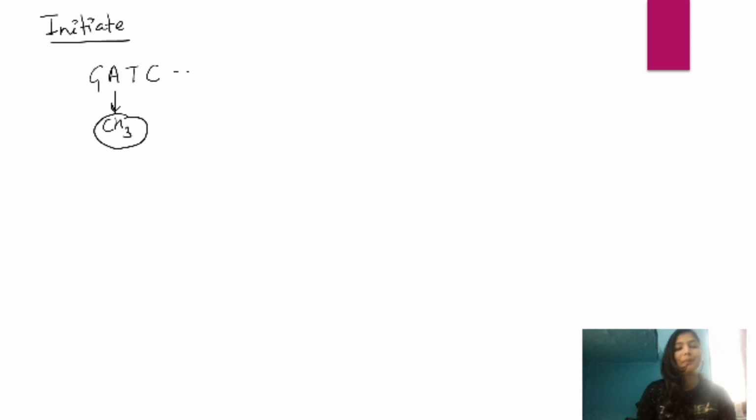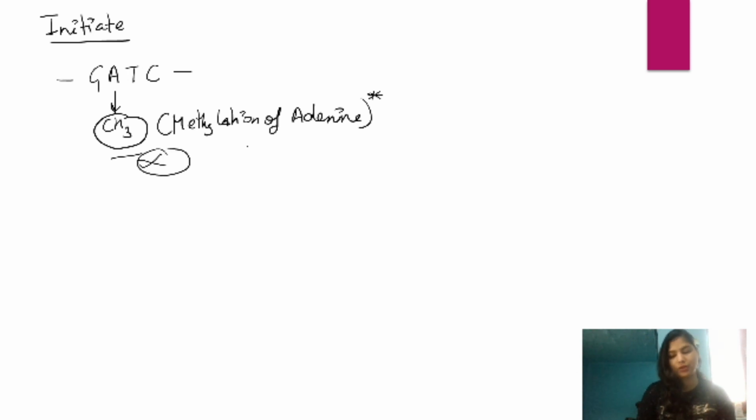So the methylation of adenine is very important. Until and unless adenine is not methylated, there would be no replication. And also adenine should be methylated in both the strands. अगर एक सिंगल स्ट्रैंड में मिथाइलेशन होगा, then also there will be no replication. So now what will happen when this adenine is methylated?